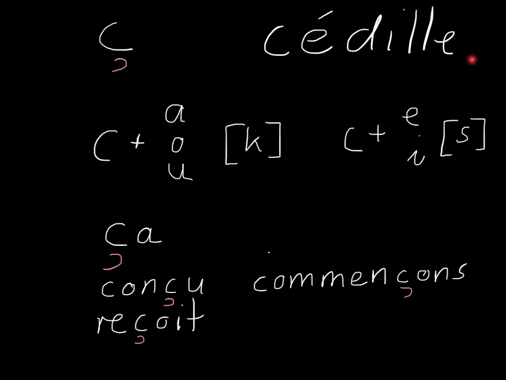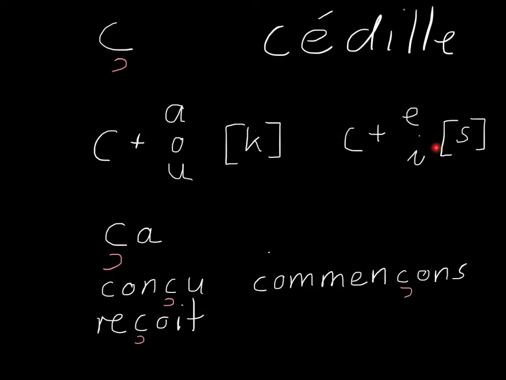Finally, we have the cédille. C, E accent aigu, D, I, two L, E. Cédille is placed under a C, and it's the opposite direction of the C. Here's the function of the cédille. Normally, a C followed by A, O, U is pronounced like K. Car, compagnie, cumulatif. Okay.